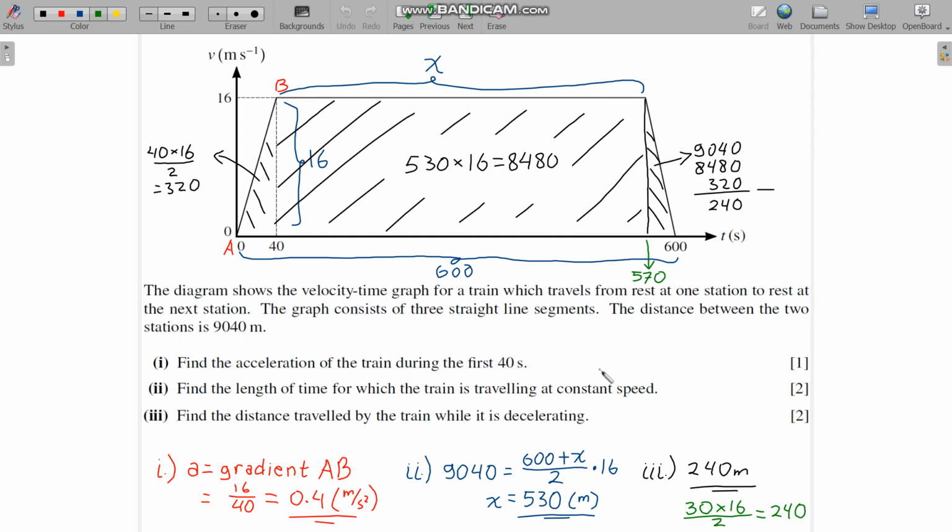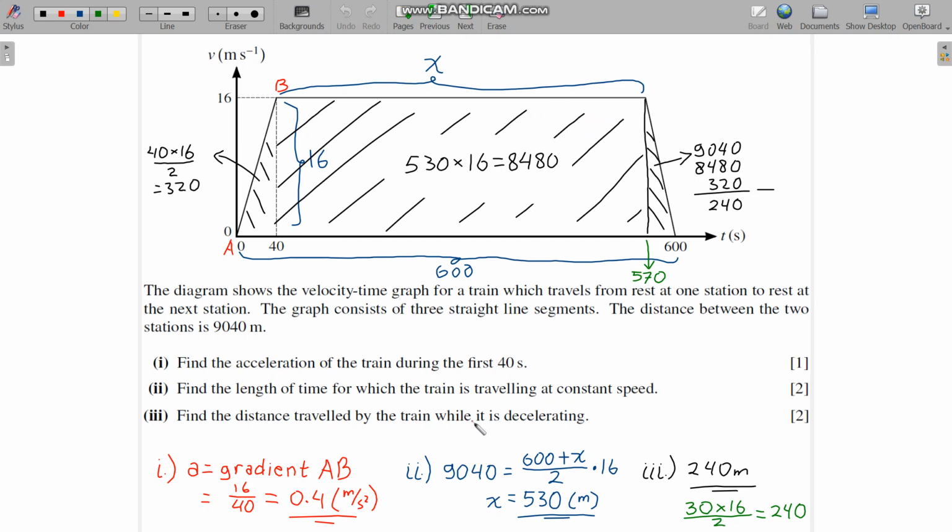Now we know that the distance between the two stations, the whole area, is 9040, and this area can also be found using the area of a trapezium, which is the sum of parallel sides, 600 and x, divided by 2, times the height, which is 16. This means we can find the x, which is the time for this parallel side here. We have the time when the velocity is constant.